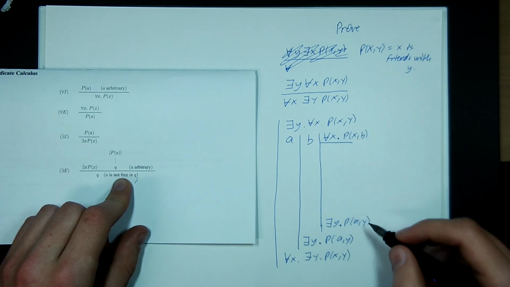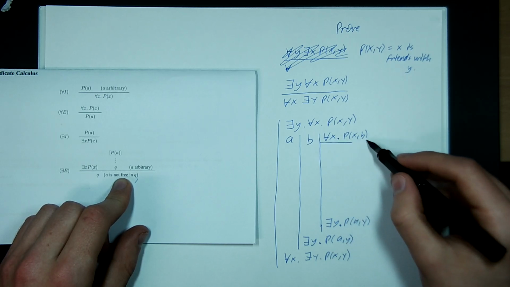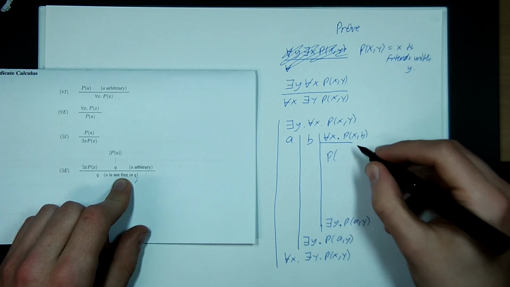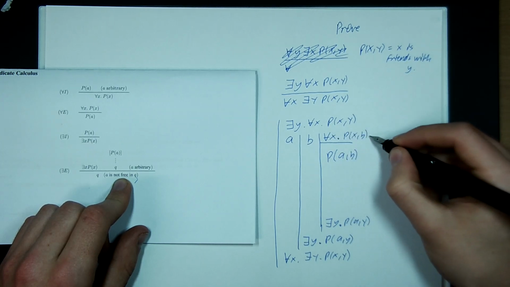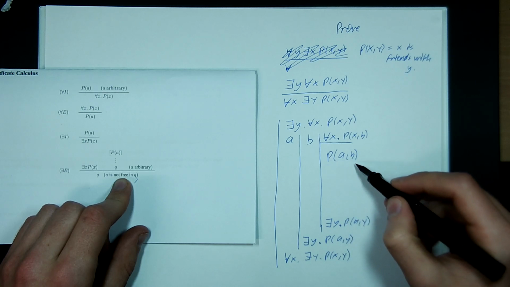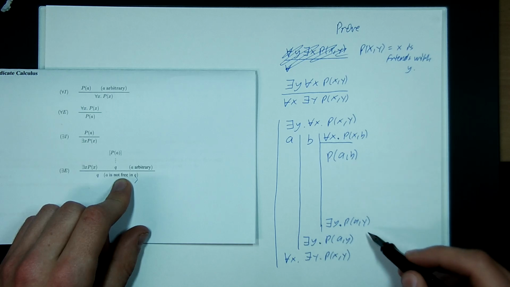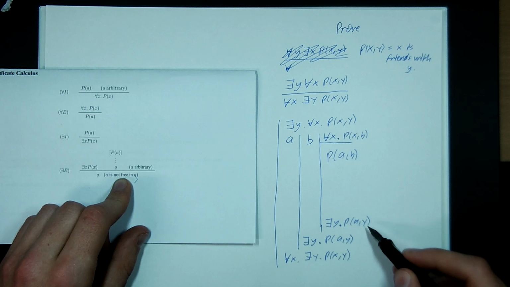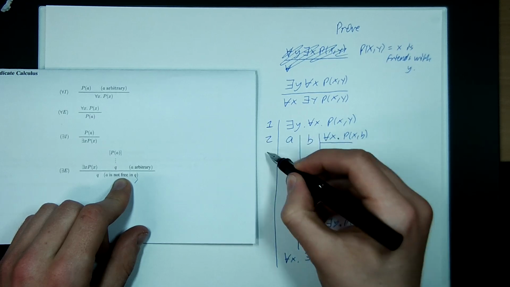And the gap in the middle is not too bad to fill out. If I have for every choice of x, p of x comma b is true, then I can choose any x I want, namely a, by for all elimination. So given for all x, p of x, b, I have p of a, b. Well, if p of a, b is true, then there exists some variable y such that p of a, y is true. I can just replace the b with an existence, right? If it works for b, then there exists some y such that it works by existence introduction. So the gap is filled, so let's fill in our line numbers, complete the proof.